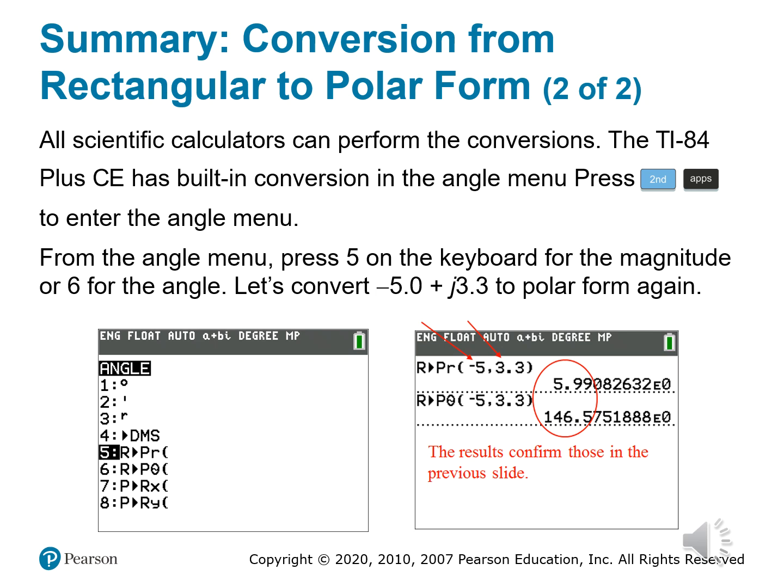To access the conversion tools, press the second key function, then press apps to open the angle menu. Use option 5 to go from rectangular to polar for the magnitude, R, and then use option 6 to go from rectangular to find the angle. Then type in your rectangular coordinates just as they appear, right? Negative 5, comma 3.3, those are the values for the rectangular. And then you're going to see the magnitude, 5.99, and angle, 146.57 degrees. The slight difference from our earlier result of 147 is that the calculator is being a little more precise with the decimals, but fundamentally the answers check out.